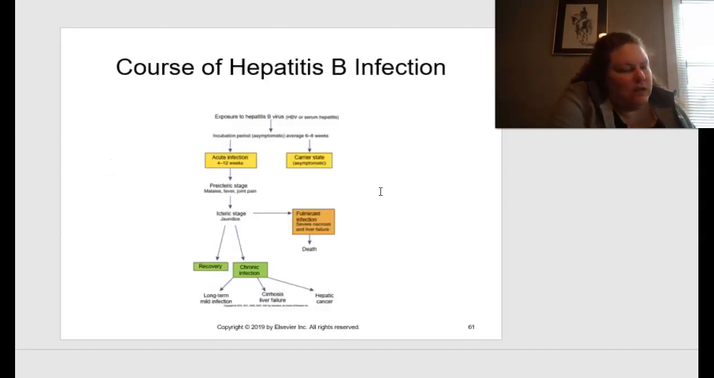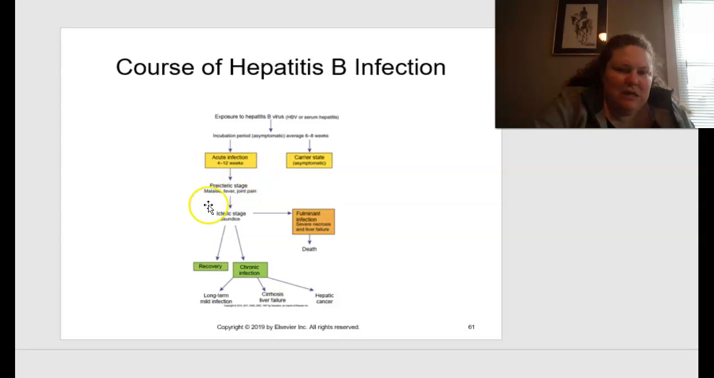So looking at a nice little flow chart of the course of hepatitis B infection, this is figure 17.23 in your book on page 462. This is just the exposure to the hepatitis B virus, HBV or serum hepatitis, and this leads to the incubation period, which is the asymptomatic period, and this averages between 6 and 8 weeks. And then you can go to the asymptomatic carrier state, or you can show the acute infection, which is going to be 4 to 12 weeks long.